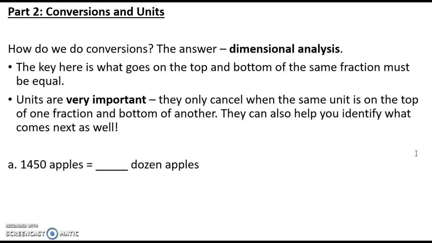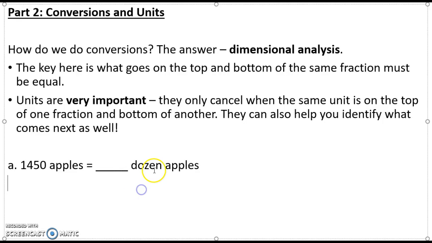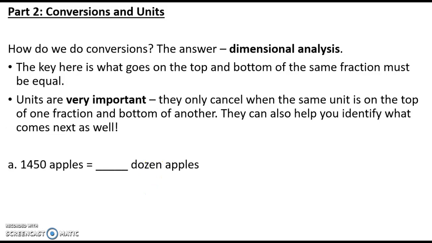Okay. So you have 1450 apples. You need to know how many dozen apples that is. So the best way that you can do this is kind of working through dimensional analysis and learning how to do this approach. So the first thing that you're going to do with dimensional analysis is you're always going to write the number you start with. Okay, so in this case, we're going to start with the 1450 apples. And you just write it down.